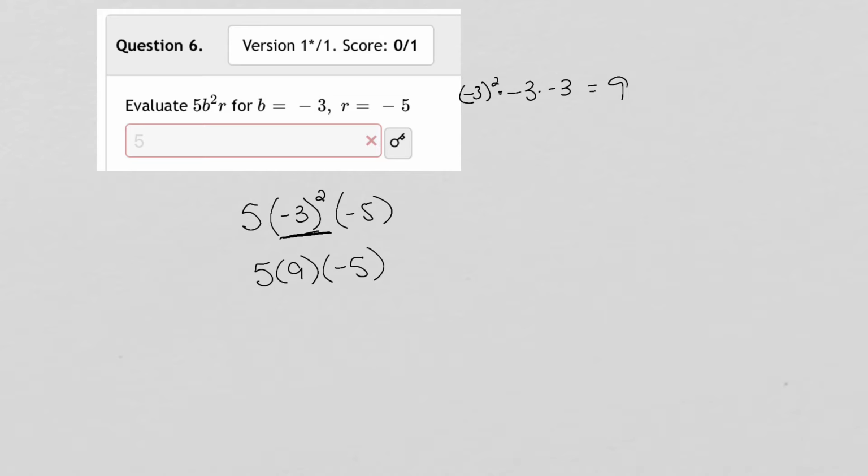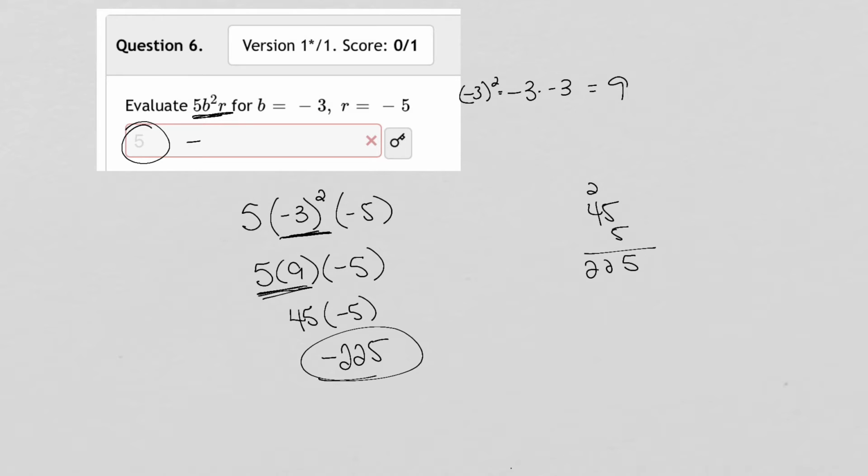Remember this all means multiplication, so I'm not sure how you would end up with just 5 when we're actually multiplying these numbers together. So 5 times 9 is 45, times -5. 45 times 5, I'll put the negative on in a second, is 225. So this would be -225. That would be my final answer here. Again, without looking at your work, I really cannot come up with how you would get the number 5. All right, let's look at the next one.